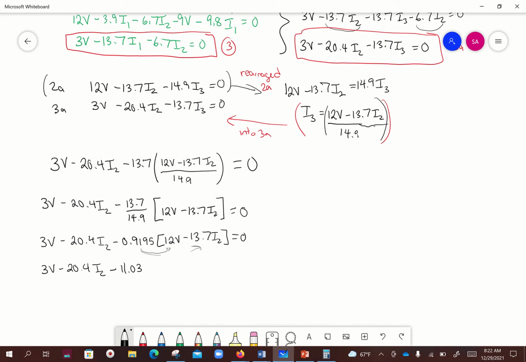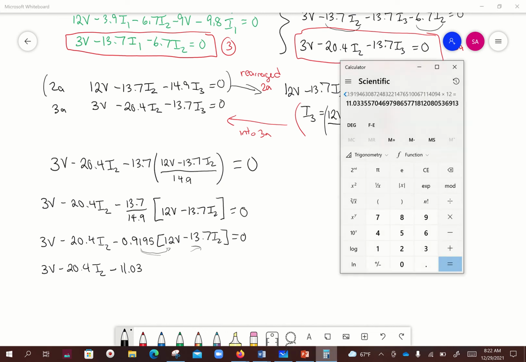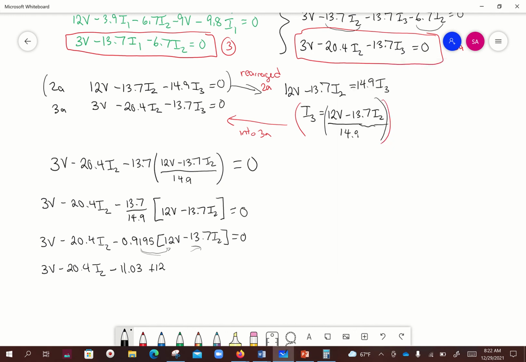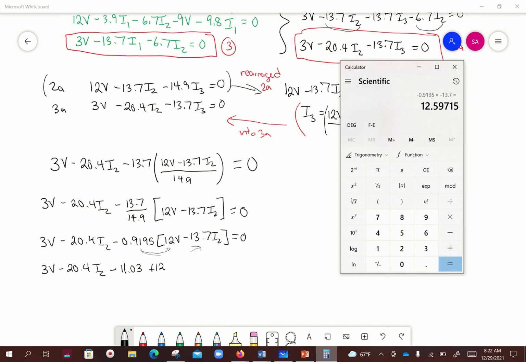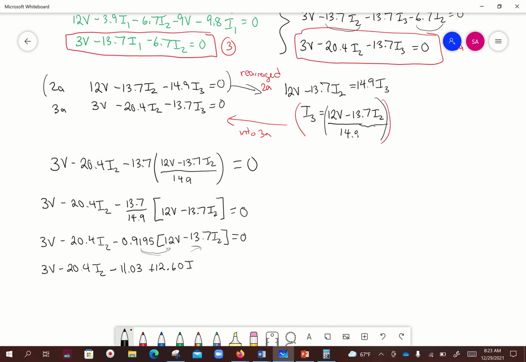And then I'm going to take that minus 0.9195 times minus 13.7. Get my calculator back. So minus 0.9195 times 13.7, minus times minus equals plus, and I get 12.597, so 12.60 times I2 equals 0.